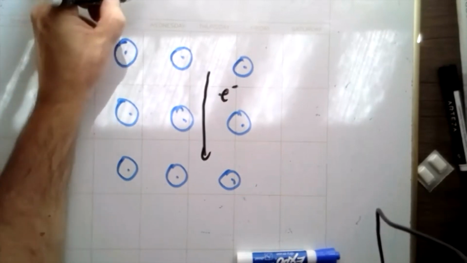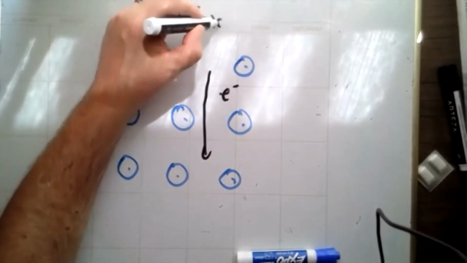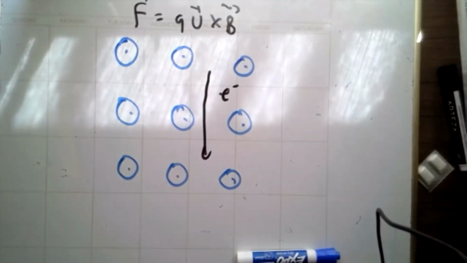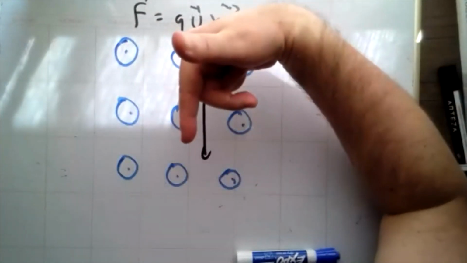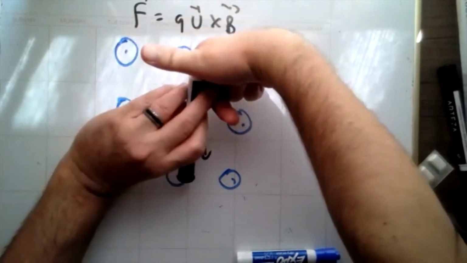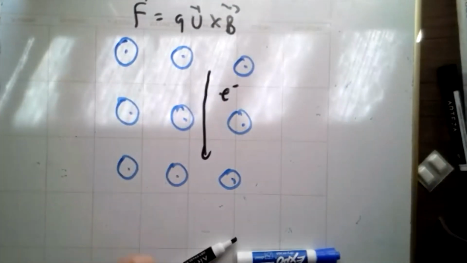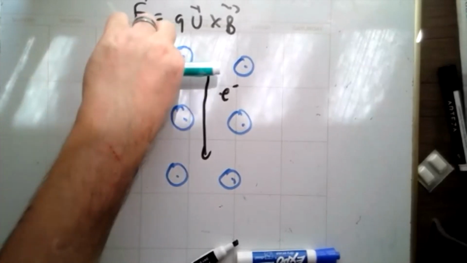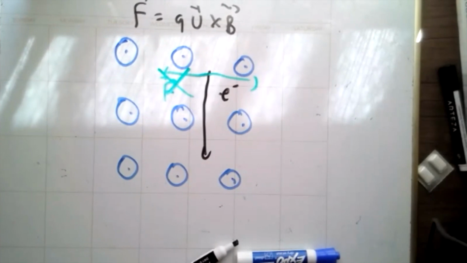Okay, so F is q V cross B. I'm going to forget about him being negative for a minute. I'm going to do V cross B. So V is pointing down toward me. B is up. So V, B, F is the way a positive charge would move. A positive charge would get pushed to the left, but he's a negative charge, so it's going to be to the right.